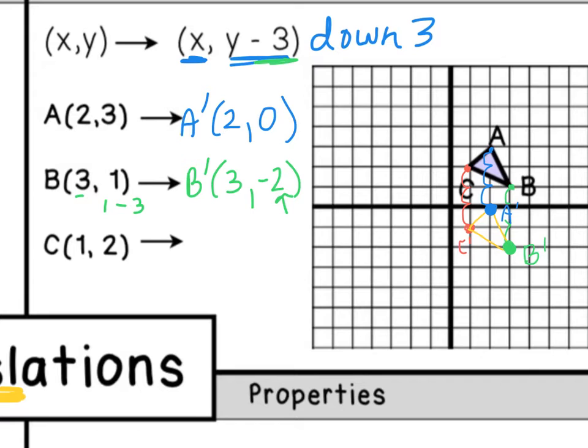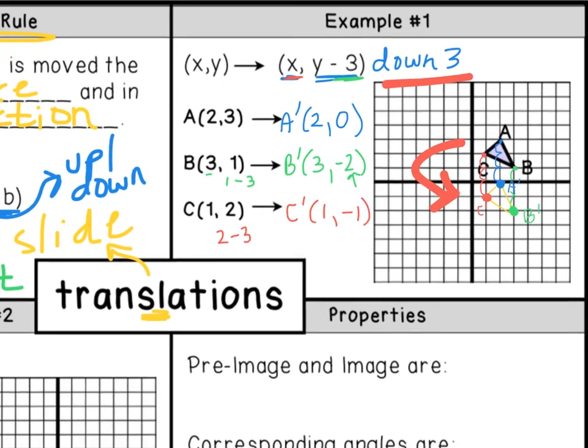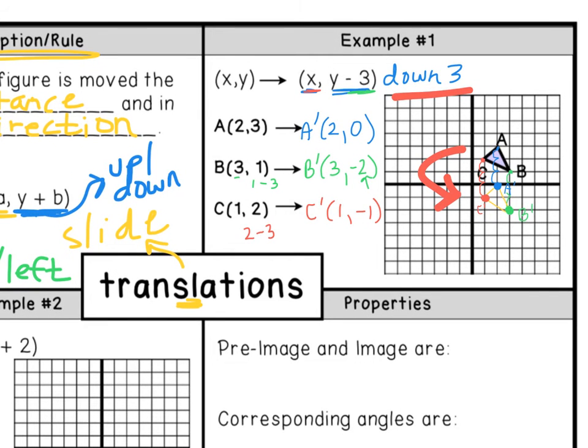And then finally, our C prime, our rule said the x value stays the same, so we're still at 1. And then we did 2 minus 3, so that's negative 1. And then look at our picture. That's that ordered pair right there. Okay, so for the first one, we translated or slid this figure down 3 spots, because that's what the rule was, minus 3. Now notice that the triangle is still the same triangle. It's the same size and the same shape. So that's called congruent. We'll get to that in a minute.